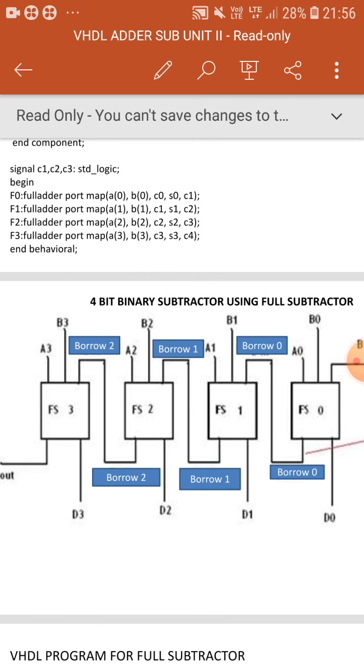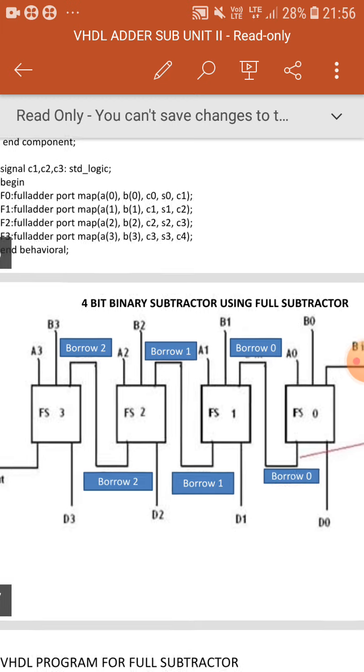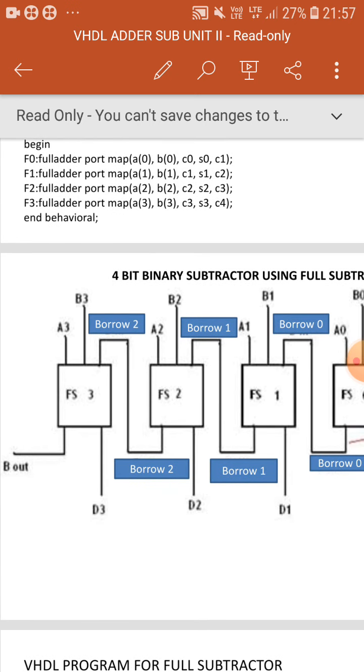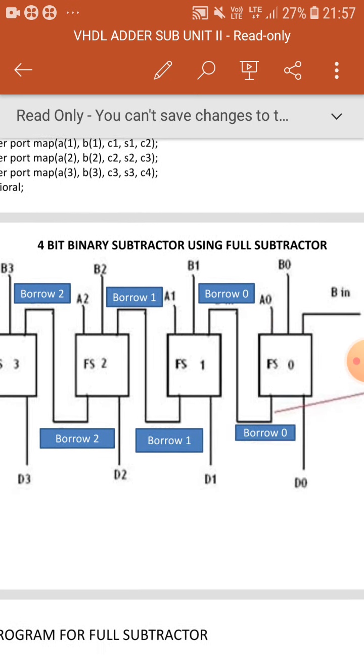This is the diagram for a 4-bit binary subtractor using full subtractors. In a 4-bit binary adder we have 4 full adders. Here we have 4 full subtractors. Here also I am using the binary data A and B, A3 to A0 and B3 to B0. D0 to D3 gives the difference. Bout is the final borrow.